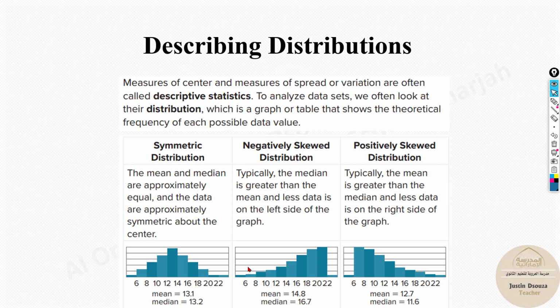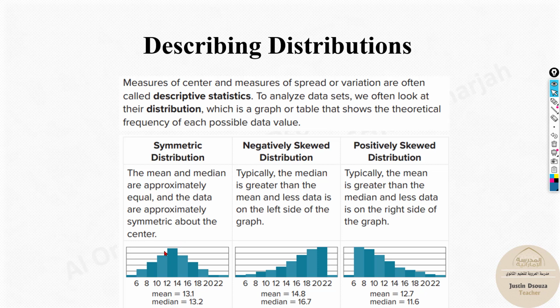Whereas in the negatively skewed distribution, look over here, on the left side there's not much data, and it is all densely spread over here in the middle region, more than the middle and less than the max. Here it's the opposite, you can see it high at the beginning and then it dips down. So these are all different types of distribution.